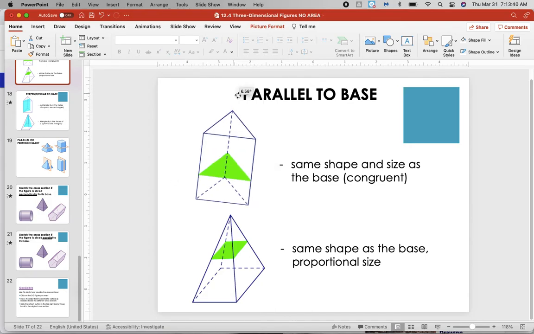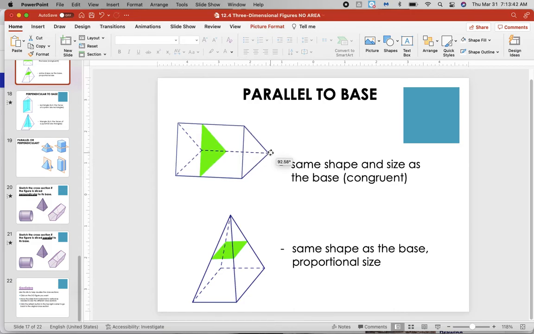So we need to be careful that we're not just looking vertical versus horizontal. We need to look at where's the base and how can I slice parallel to that base, basically like through the middle here without cutting through the base.